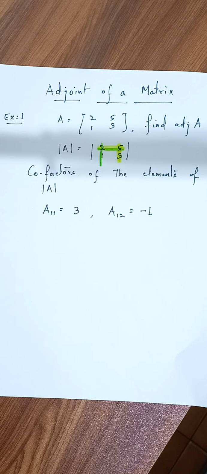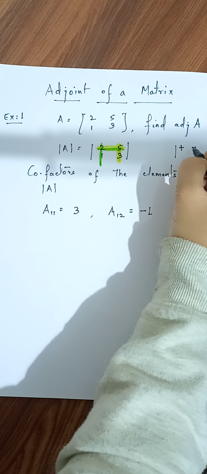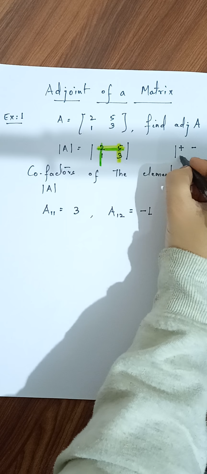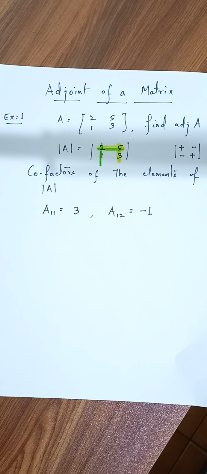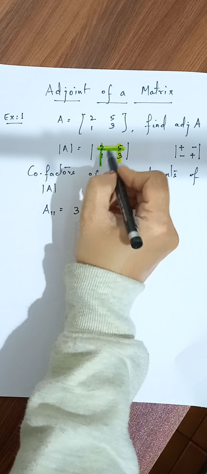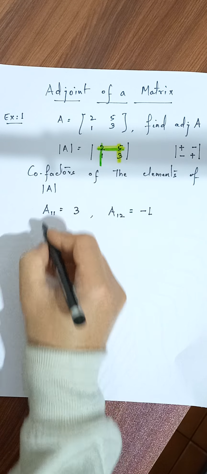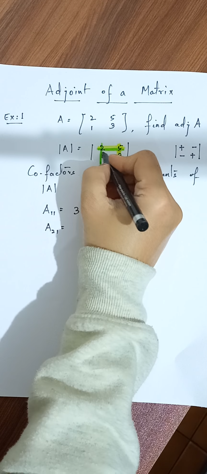Because we have already discussed in the cofactor section in the previous volume of matrices how the sign convention works. In short, I'm just telling you here: plus, minus, minus and plus. This is the sign convention of a 2 cross 2 matrix. So for A12, here you will get minus and this value will come out because we have covered these two parts.